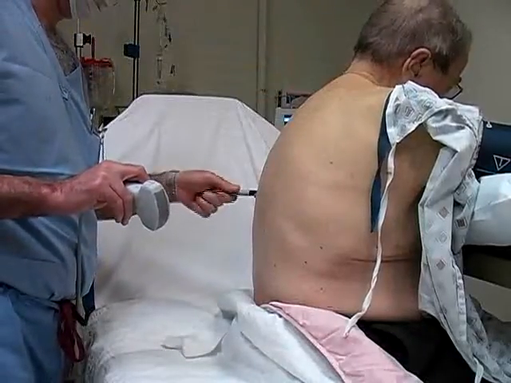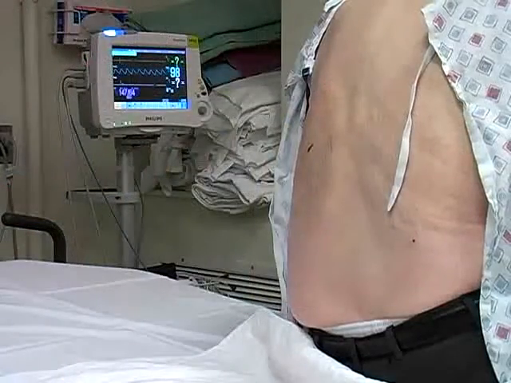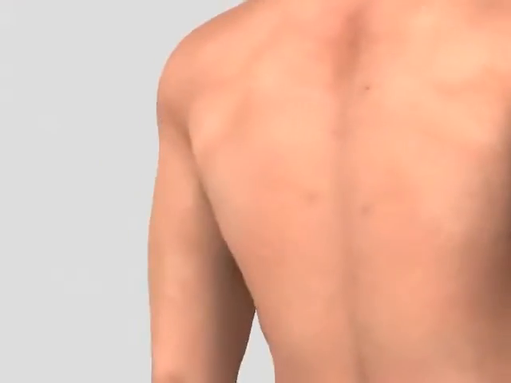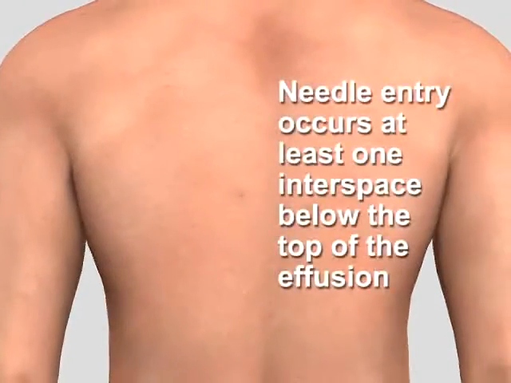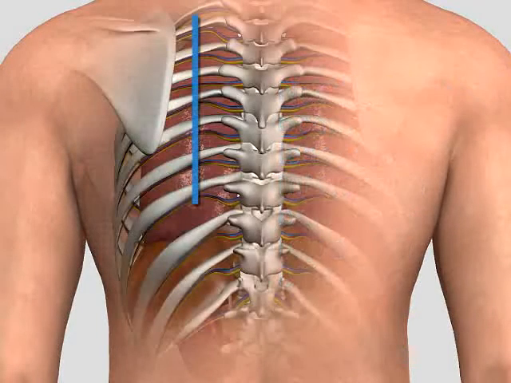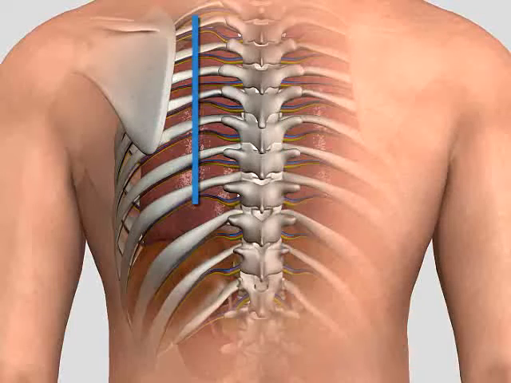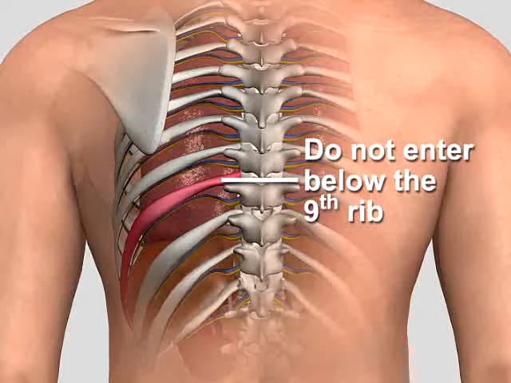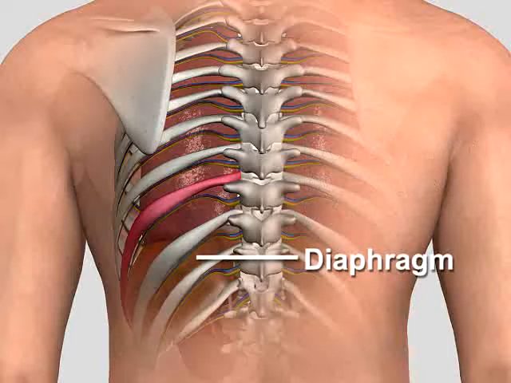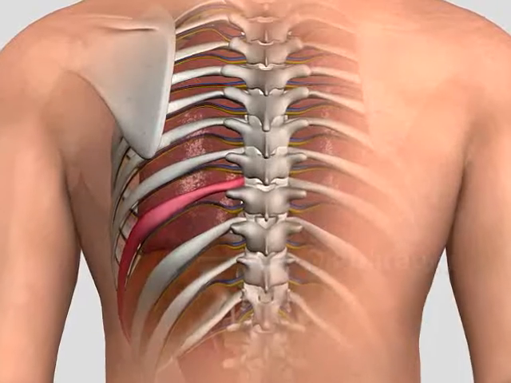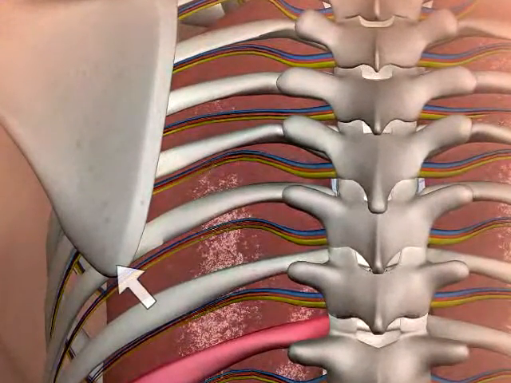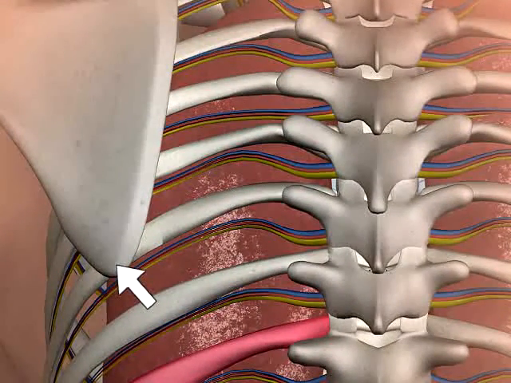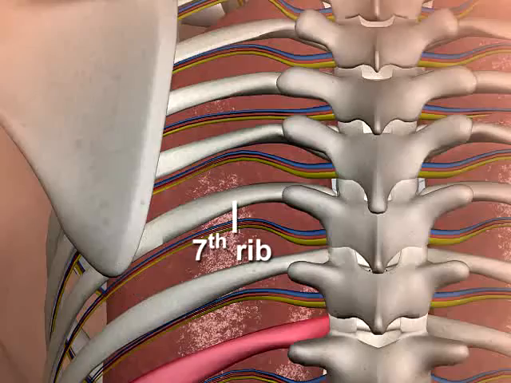Mark the needle entry site with a skin marking pen. Needle entry should occur at least one interspace below the top of the effusion in the posterior hemithorax line. The needle should not enter below the 9th rib in order to avoid iatrogenic injury to the diaphragm and intra-abdominal structures. As a rough guideline, the inferior pole of the scapula rests at the level of the 7th rib.